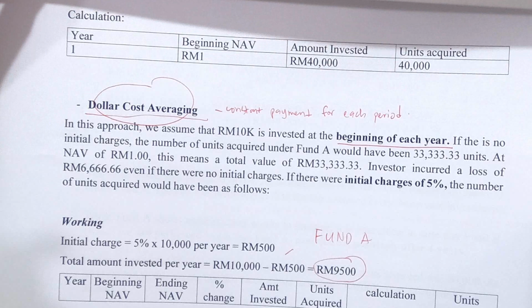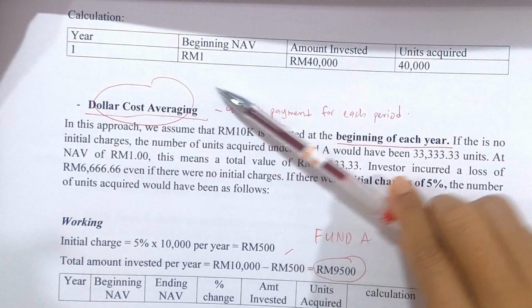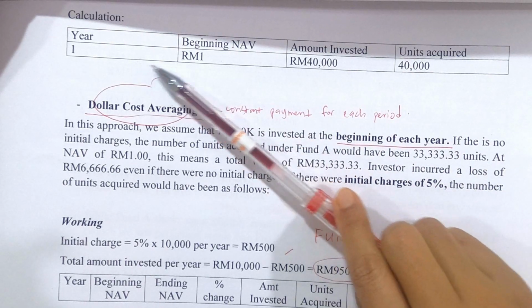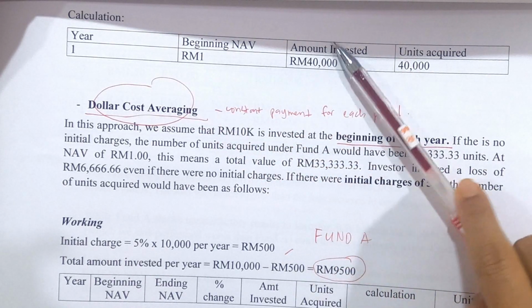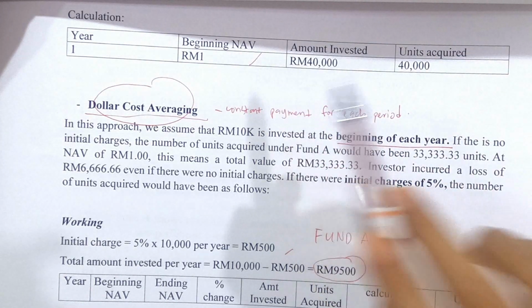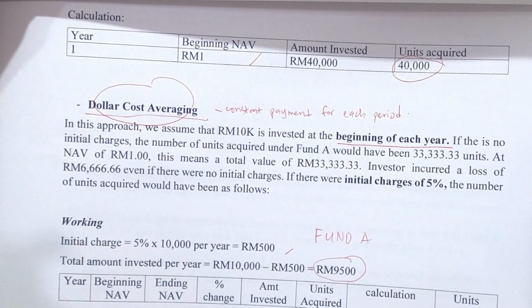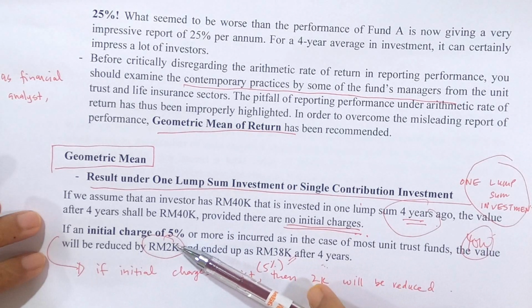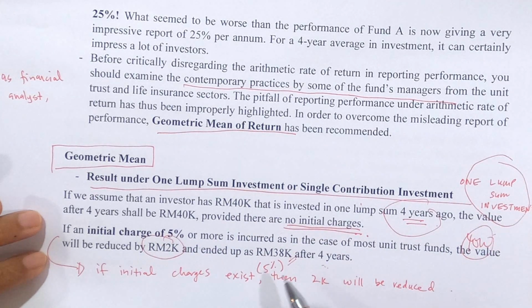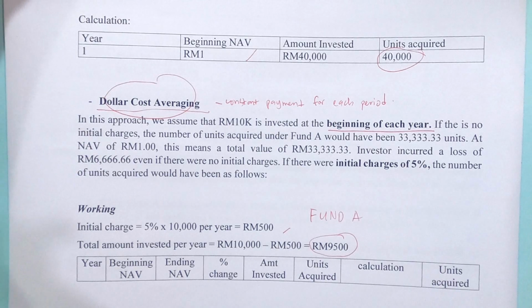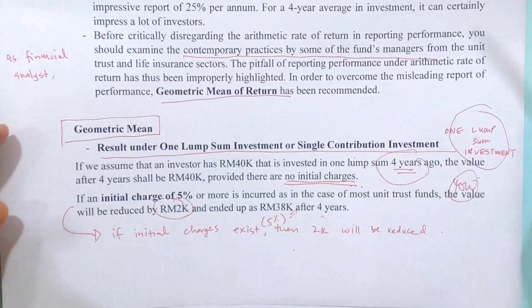Okay, as for the calculation, because it's a one lump sum payment, it just happens in 1 year, and the amount invested is 40,000. So at the beginning, with a net asset value of 1 ringgit, the units acquired will be 40,000. And taking note that if there is an initial charge of 5%, the amount will be reduced by 2,000 to pay for the initial charge. Alright, that is the example under one lump sum investment.